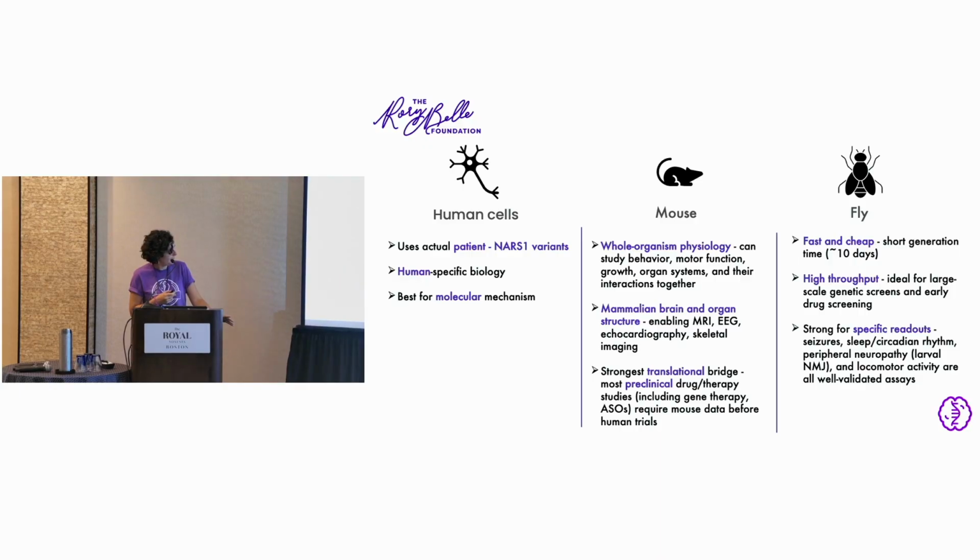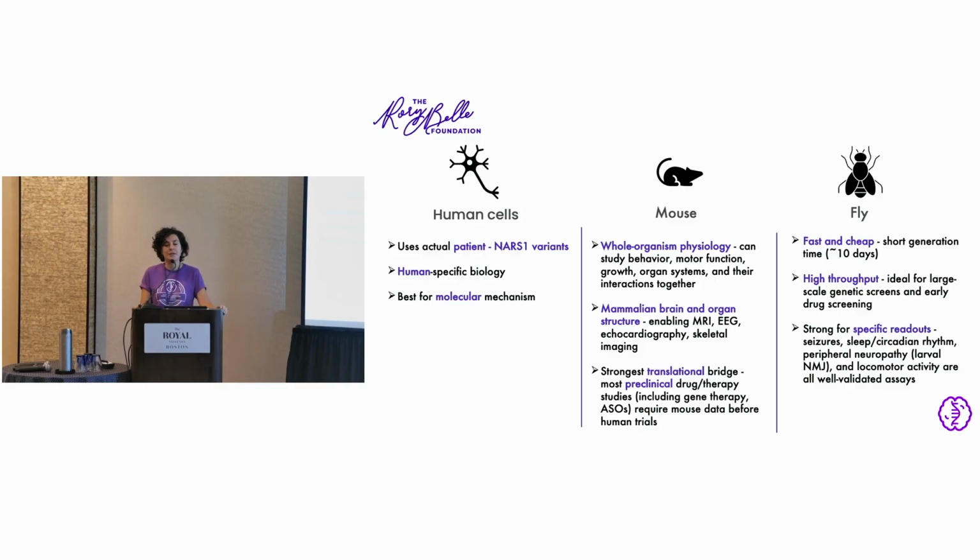Each model is going to have different applications. Human cells, of course, are the closest to what a human is. And in our case, we're lucky that you guys donated your cells, and we can use actual patient cells with NARS1 variants. So it's human-specific biology, and it's based on molecular mechanisms, the more detailed things like what NARS1 does in the cells, more molecular-oriented questions.